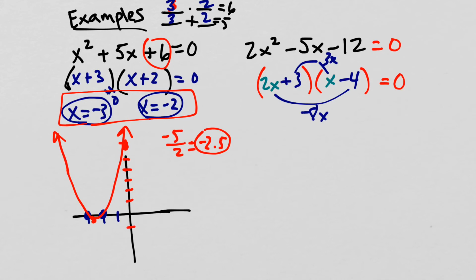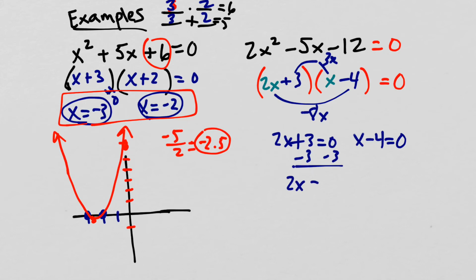So now we have our factors. Again, you could have done the same thing with the box method, where you would have been looking for a product of negative 24 that would add to make negative 5. It still would have wound up being an 8 and a 3. So we would set 2x plus 3 equal to 0 and x minus 4 equal to 0. We solve by subtracting 3, so 2x equals negative 3. We divide by 2, so you have negative 3 over 2, or negative 1.5. For the other factor, you're just adding 4.